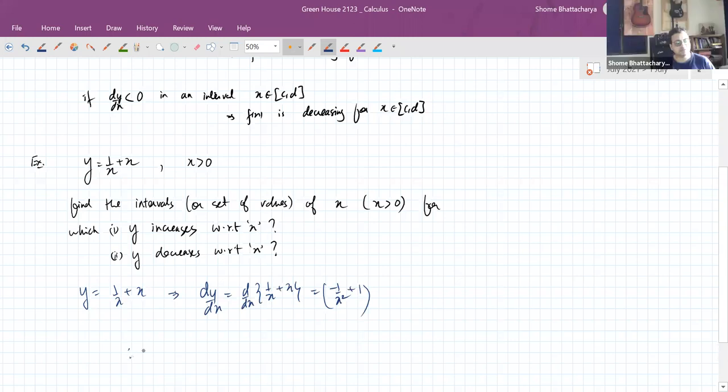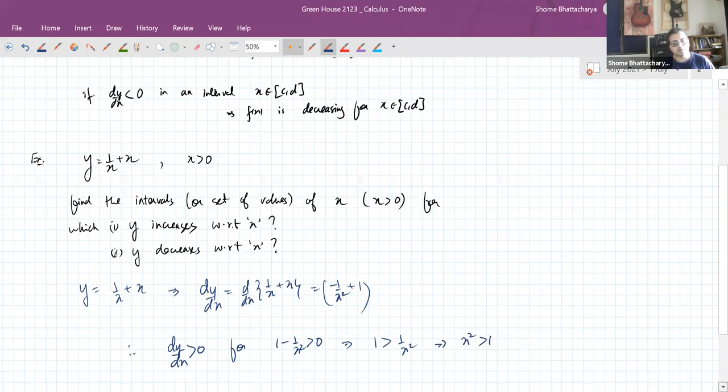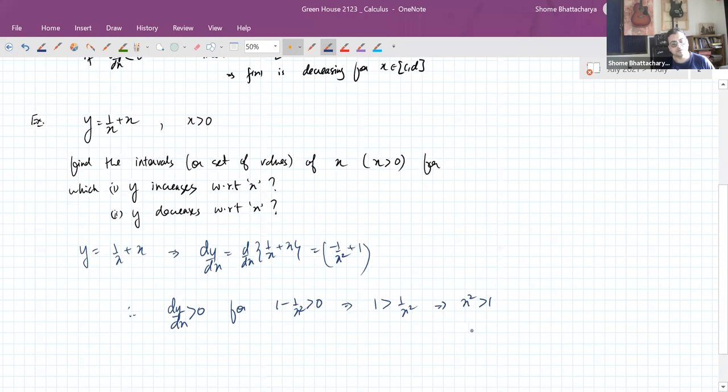So now we can see that dy by dx is greater than 0 for the condition that 1 minus 1 by x square is greater than 0, or the condition that 1 is greater than 1 by x square, which means x square should be greater than 1. Okay. Now, x square is greater than 1 would mean this.